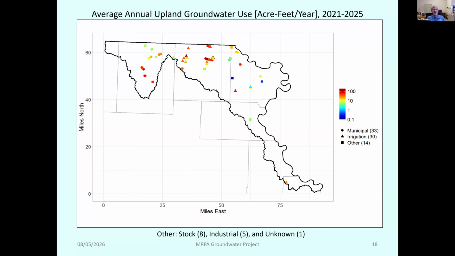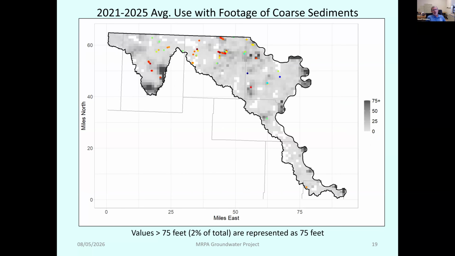And then this is also broken out by different types. So municipal and irrigation are really fairly comparable throughout the area. And then you get a smattering of other uses. So the background on this map is essentially the footage of coarse sediments above bedrock, so between bedrock and the land surface. And so the coarse sediments are the ones that are really permeable, that you can actually pump a reasonable amount of water from. And I'm showing that together with the groundwater use using the same color scale as the previous slide.